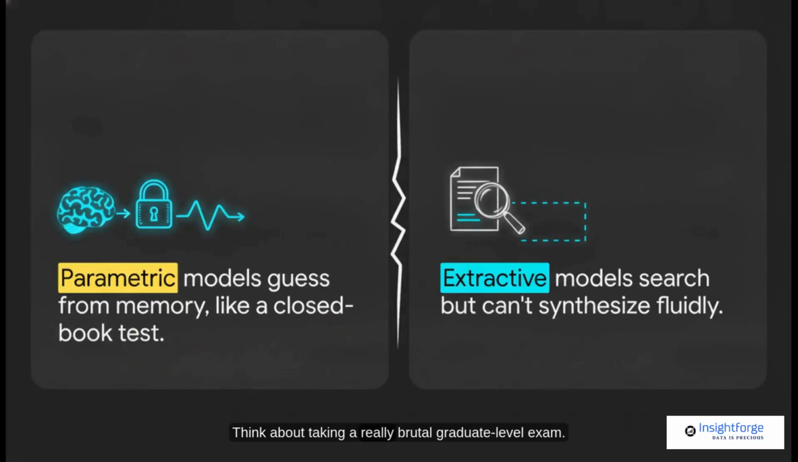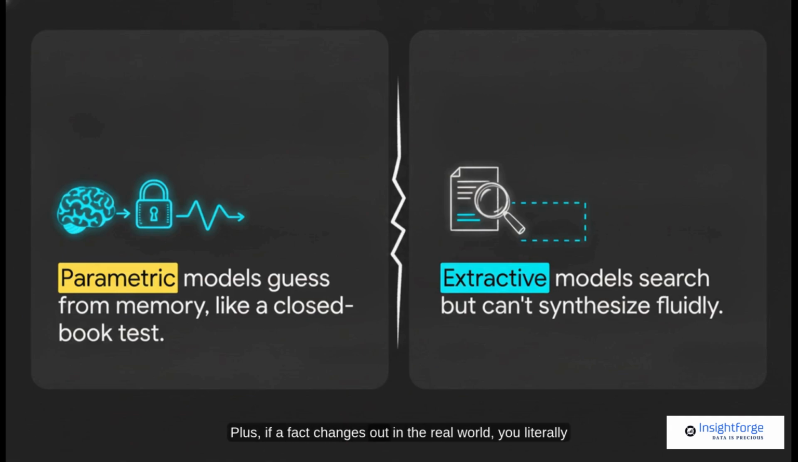Think about taking a really brutal graduate-level exam. Before 2020, AI essentially had two separate ways of handling knowledge-intensive tasks, and honestly, both had serious limitations. First, we had parametric-only models. This is like walking into a closed-book exam room with absolutely nothing but your brain. The model has to answer every single question based purely on the data it memorized during training, which could have been months ago. If it forgets a fact, well, it just guesses. And boom, you get a hallucination.